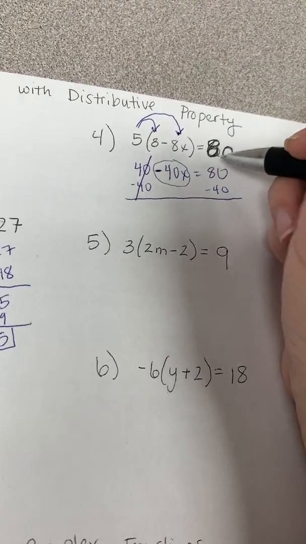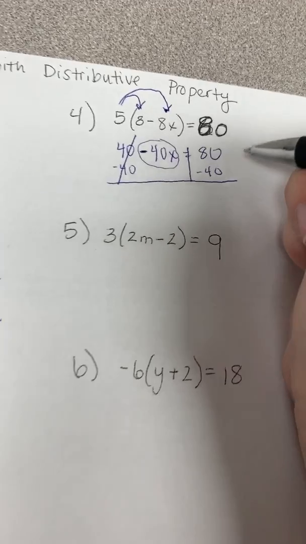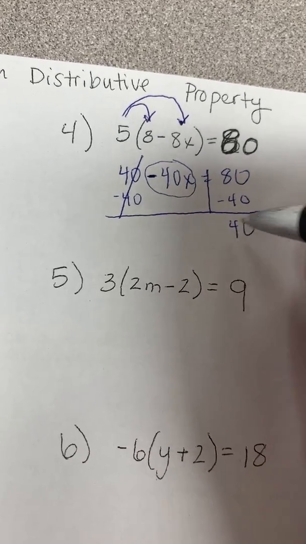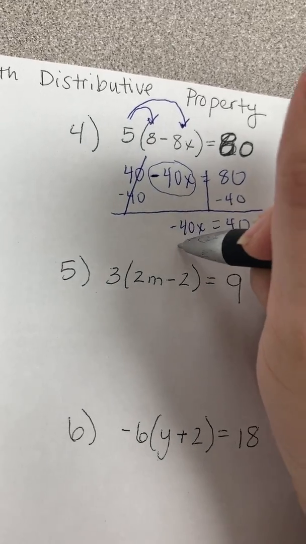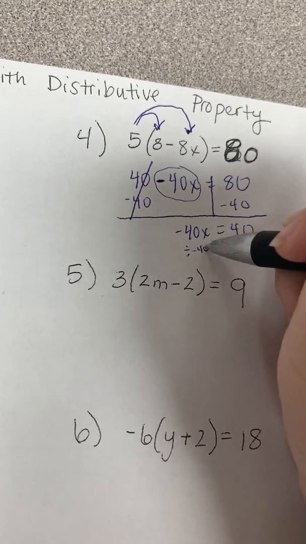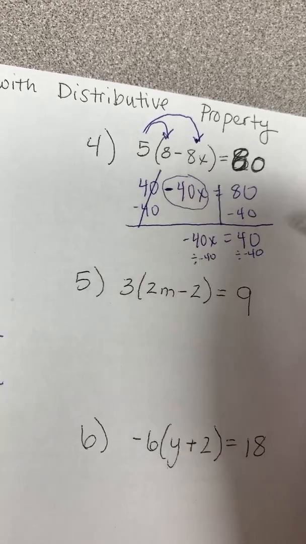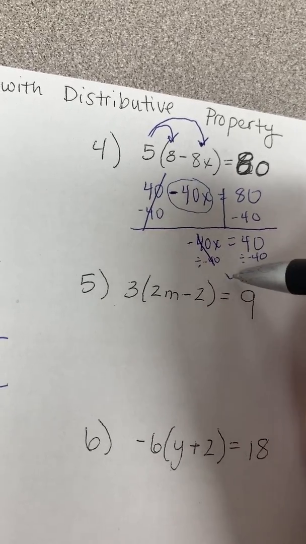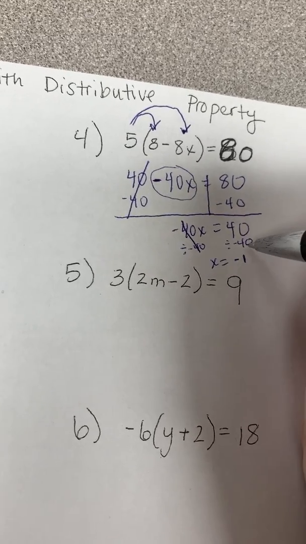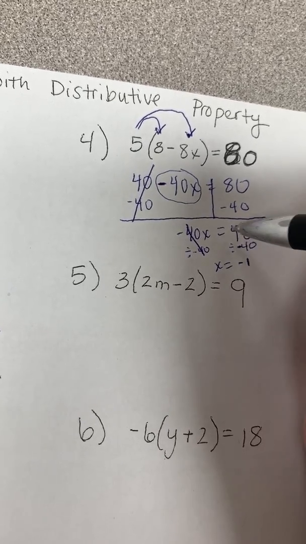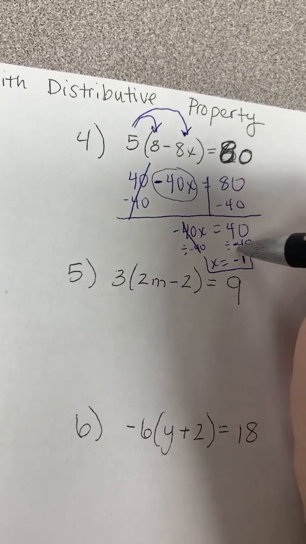Okay. So when I do this, 80 minus 40 is 40, and then I bring down my negative 40x, and I have to divide by negative 40, and I divide by negative 40. This equals 1, so I get x equals, and then this equals negative 1. Anytime you have a number divided by itself, it's always 1, but it's a positive and a negative, so it's a negative 1.